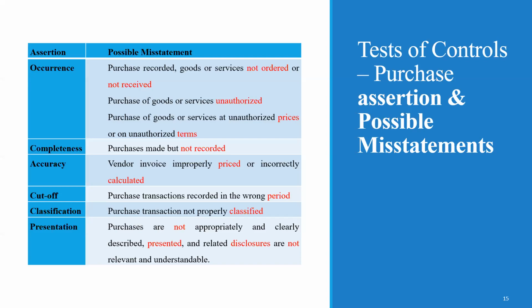Classification. In the classification assertion for the purchase cycle, it is very important to realize the purchased items might be about short-term assets, long-term assets, short-term liabilities or long-term liabilities, might be expenses or could be capitalized as expenditure, right? Those variations in the transactions create a lot of issues in classification, so the classification assertion should also be watched out for by the auditor.